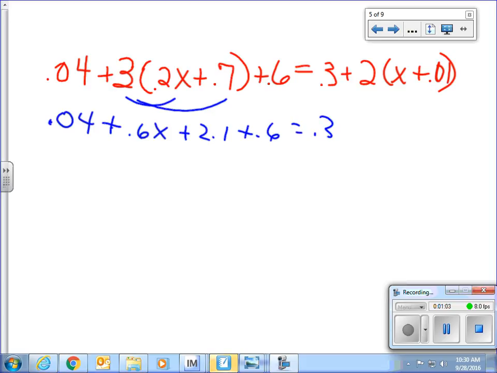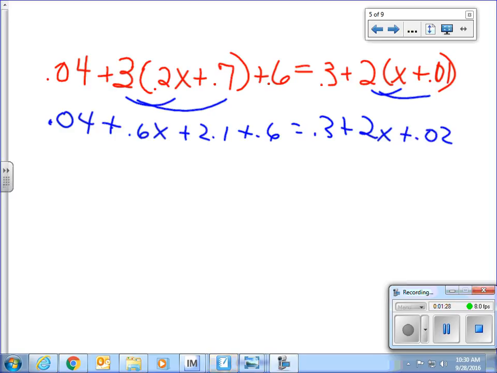And then I've got one more set of distributive properties. All right. 2 times x is 2x. 2 times, now this is where it gets kind of tricky. 2 times 0.01. Well, all you've got to do is take the 2 times 1 and you get what? 2. But we've got 2 decimal places to deal with, so I'm going to move that decimal back to the left 2 places, so it's plus 0.02.